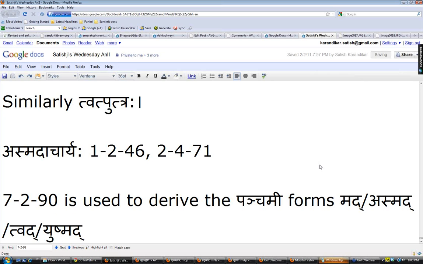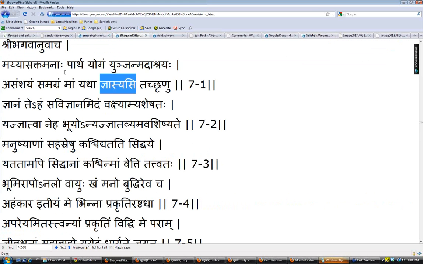We say Mad Bhaktaha, like Vasu was saying in 7.1, Maya Saktamana Partha Yogam Yunjan Madashrayaha. So is Mad Panchami, or is it a compound here? You do not know, only from the context. To avoid this confusion, and because it's a very common word, probably the most common pratipadikam in the whole language, Asmad Yushmad, there'll be confusion galore if you don't follow this convention. It's only a convention. There's no sutram for this.